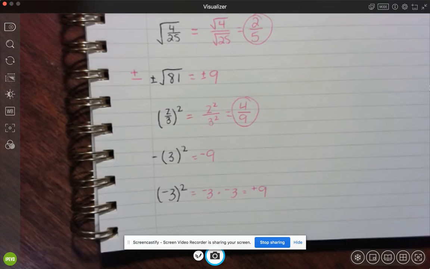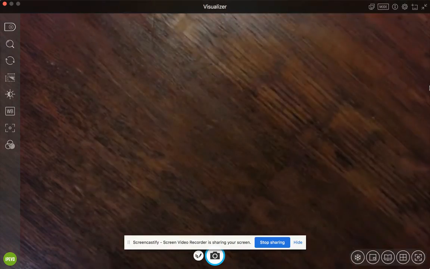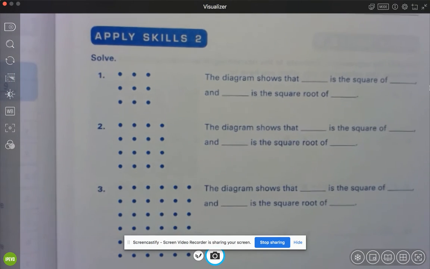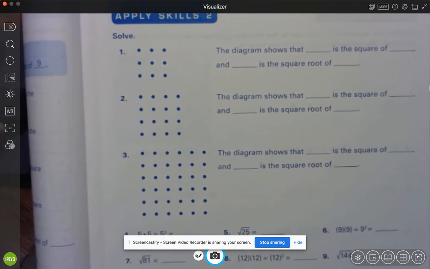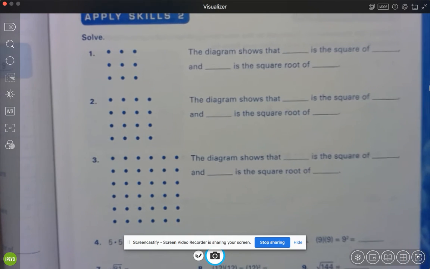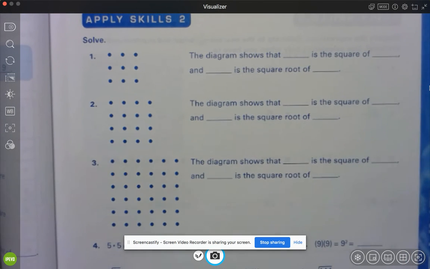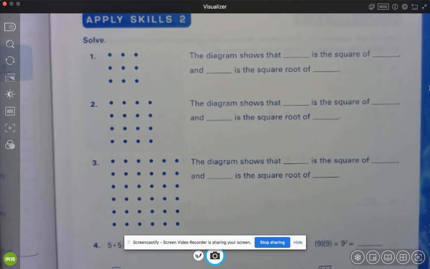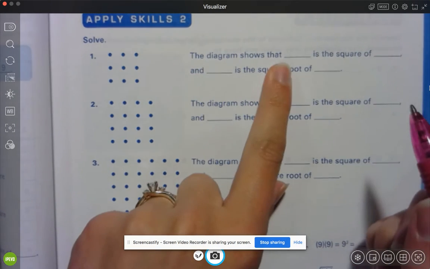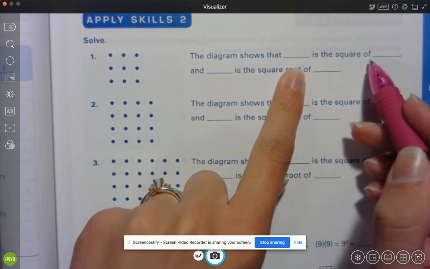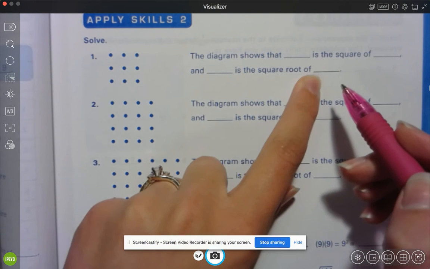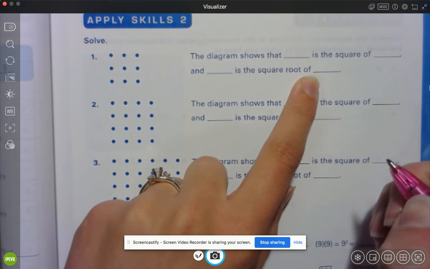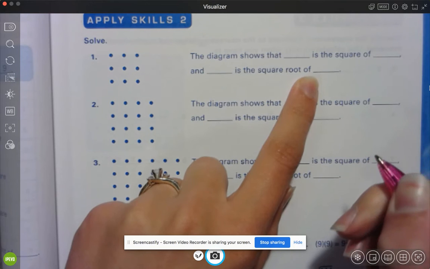So for your homework, I would like you to do page, I believe this is page 63. Yep, 63. I'm going to walk through a couple with you quickly. Right, so I'm going to do number 1 with you. So we have a square, and we have dots in it, right? So this diagram shows that blank is the square of blank, and blank is the square root of blank. All right, sounds kind of confusing, but it's not too bad.